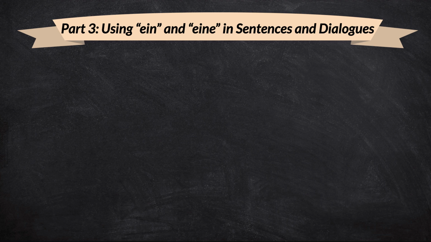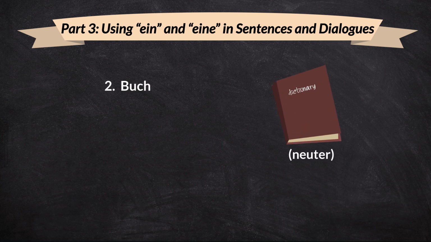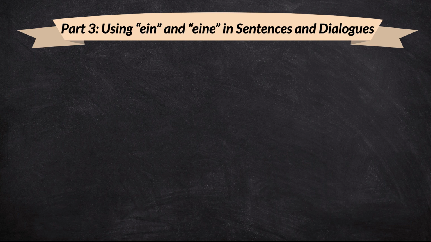Now a neuter example. The word Buch means book. It is a neuter noun, so we say ich habe ein Buch. That means I have a book. So for masculine or neuter nouns we use ein. Now let us look at eine. We use it with feminine nouns.